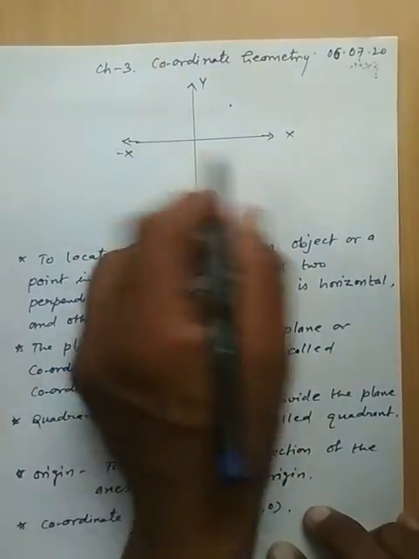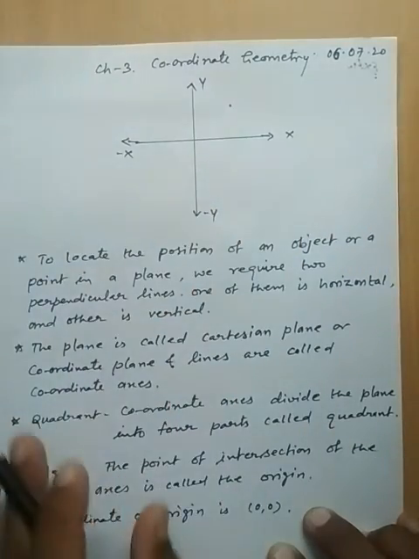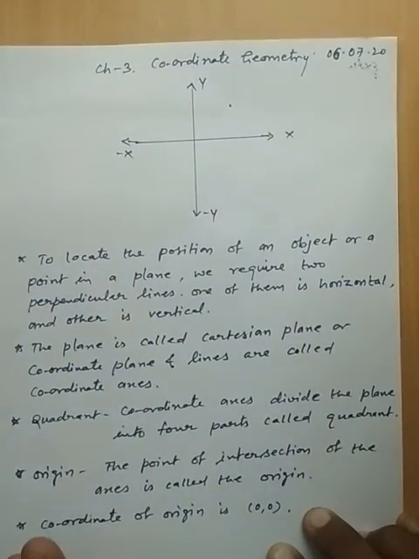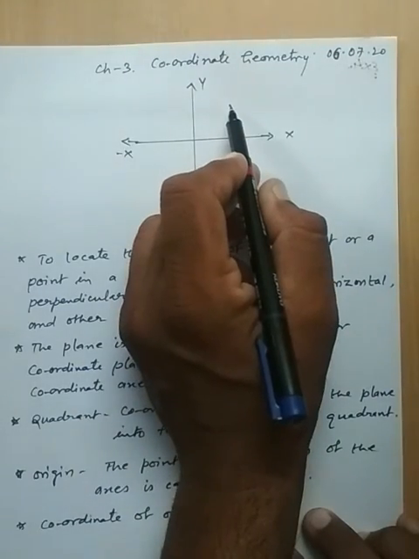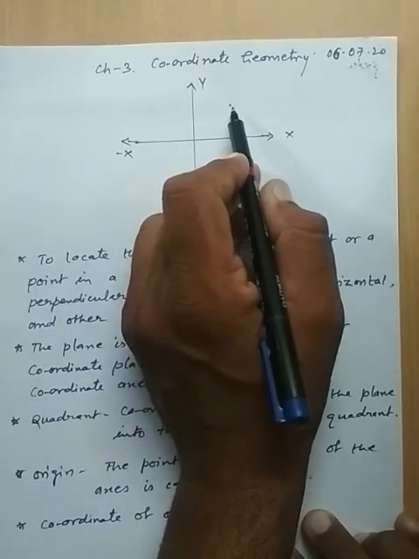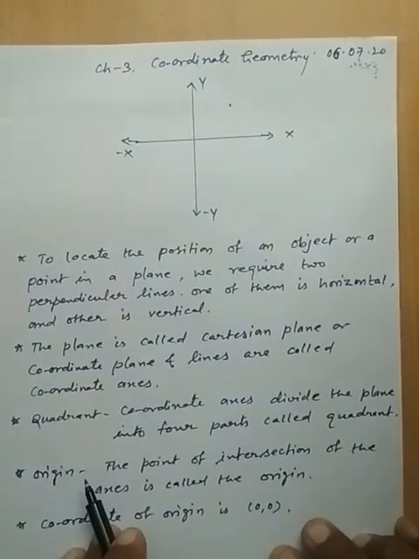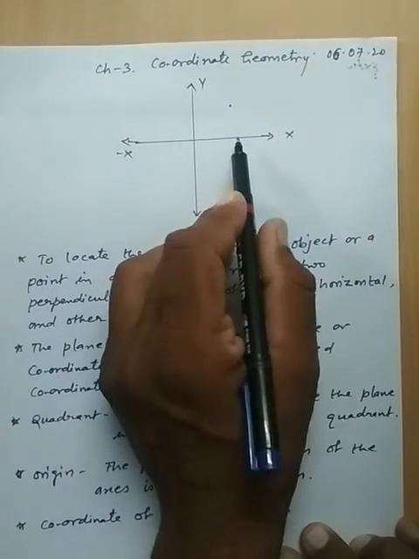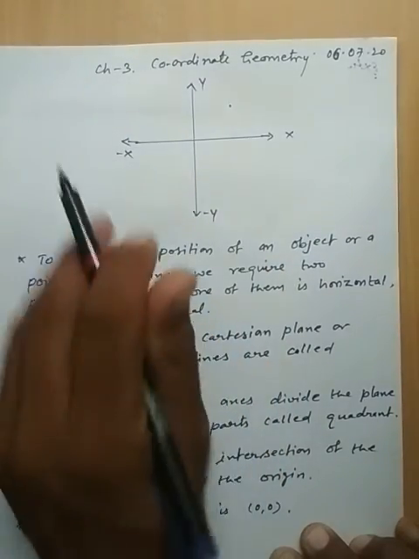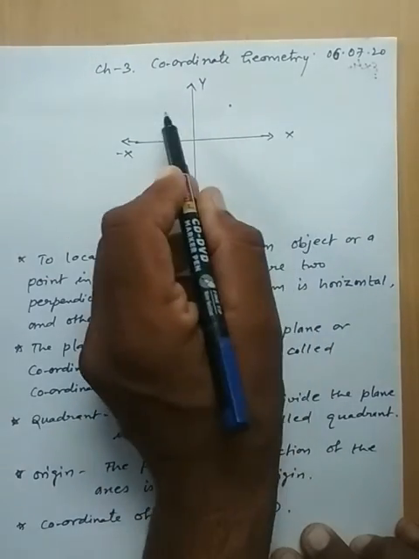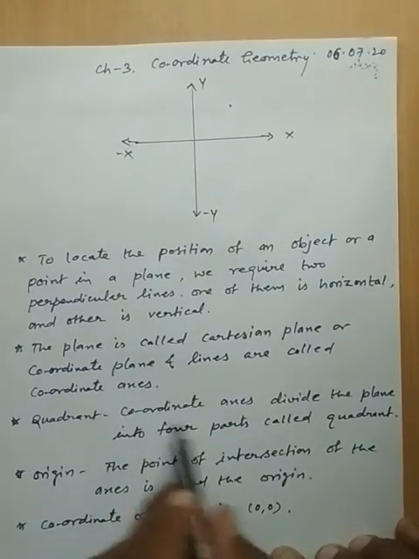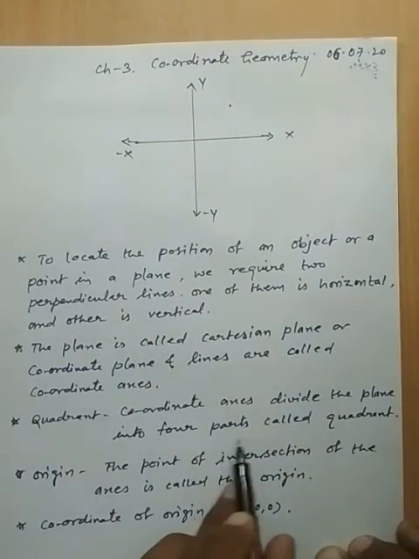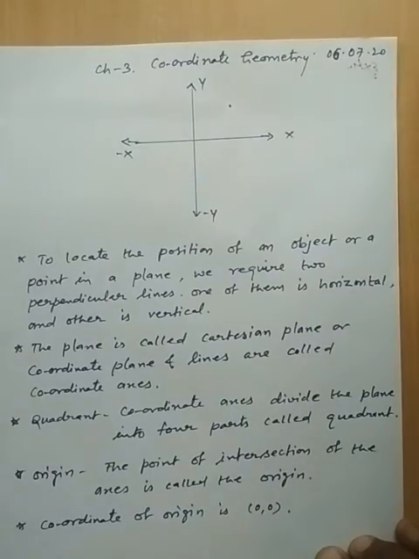And with the help of these lines, our plain paper is converted into the coordinate plane, and we can find the location of any point or any object. Next, the quadrant. If we draw the two lines, horizontal and vertical, then the plain paper is divided into four parts, 1, 2, 3 and 4. The coordinate axes divide the plane into four parts. These are called quadrants.